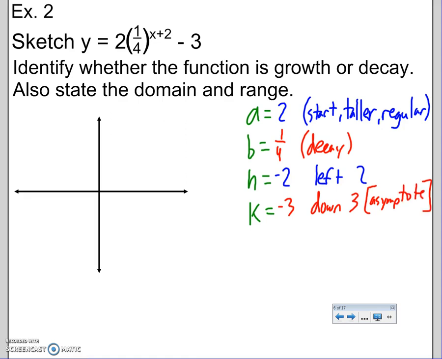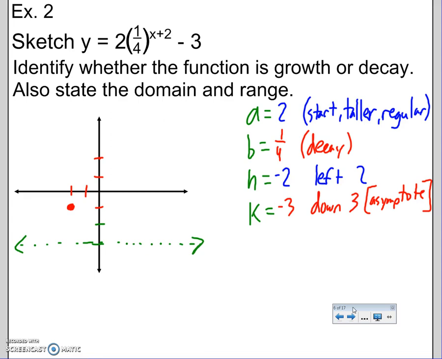So sketch this. So 1, 2. I'm going to start at 2, but I have to go left 2. So left 1, 2, and then down 3. So from here, I go left 2, 1, 2, and then down 1, 2, 3. So really, I'm going to start right here. All right. Let's do the asymptote. K is negative 3. So let's do that. So that's negative 1, negative 2, negative 3. Let's draw this asymptote. Do not cross that line.